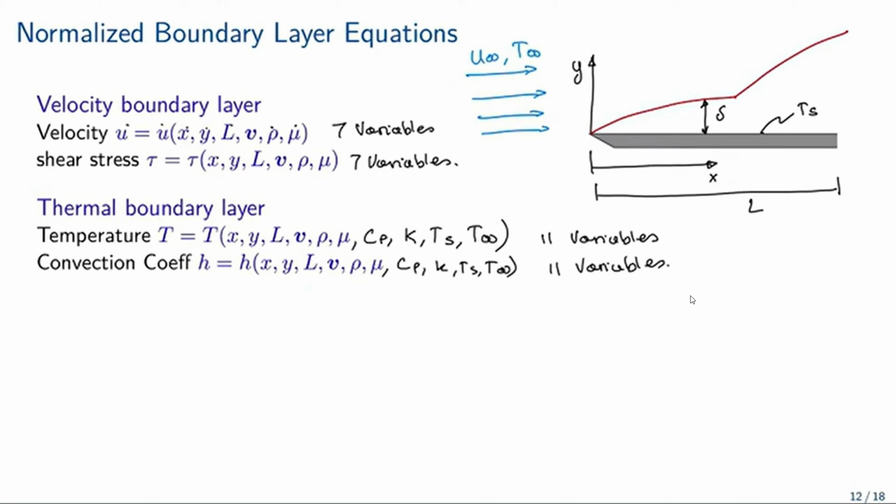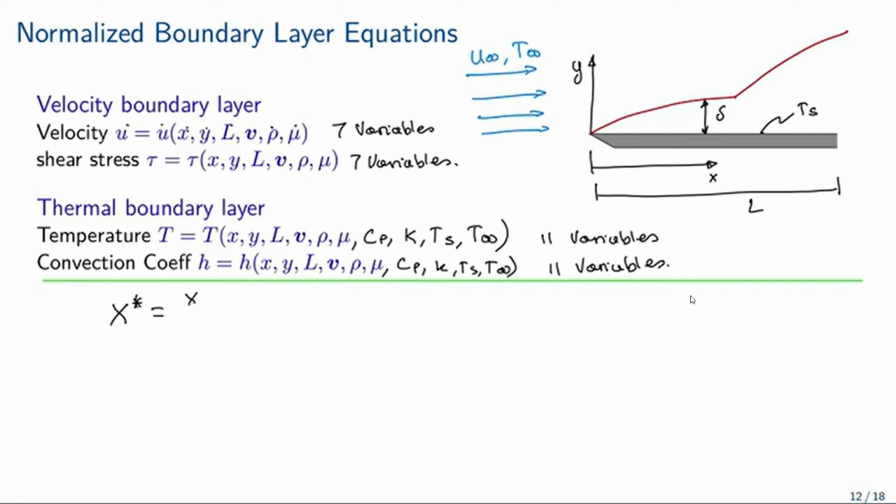The velocity in the boundary layer is going to be a function of x, the distance along the plate, divided by L. L is the total length of the plate, and V represents u infinity, the velocity of the fluid. Rho is the density of the fluid, and mu is the viscosity. So we have these 7 parameters in total.